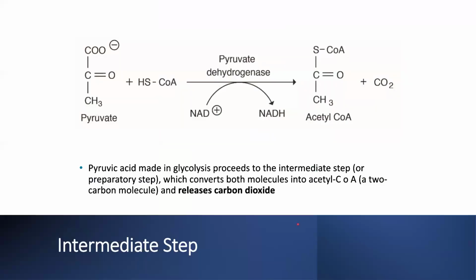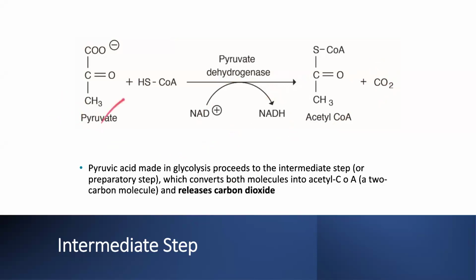So then there's this intermediate step. We've got pyruvate. We've actually got 2 pyruvate. And the pyruvate is going to need to be converted to acetyl-CoA. Acetyl-CoA can enter into the Krebs cycle. It also produces CO2, right? And it does this again by reducing NAD plus to NADH.